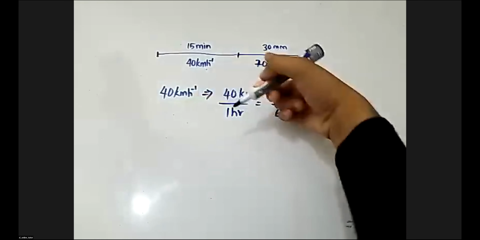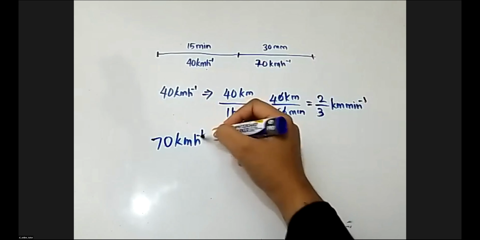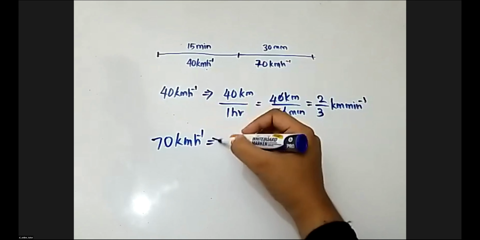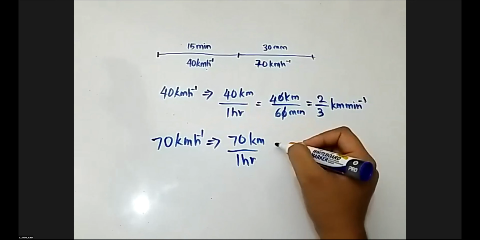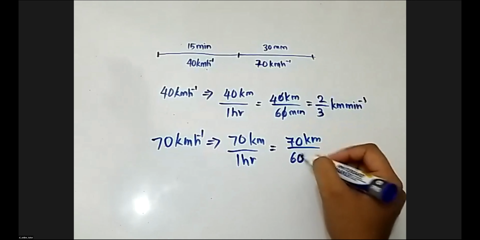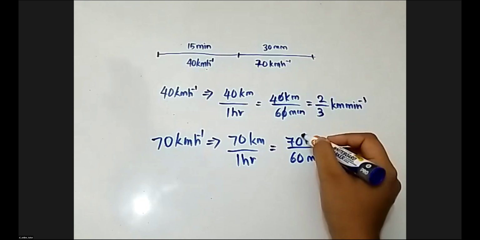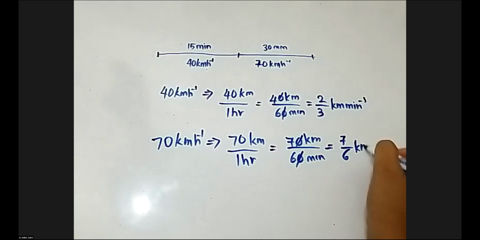This is the first situation. In the second situation, it is given 70 kilometers per hour, 30 minutes. That means 70 kilometers for 1 hour. Now, 70 kilometers, 1 hour means 60 minutes. If I solve this one, I get 7/6 kilometers per minute.